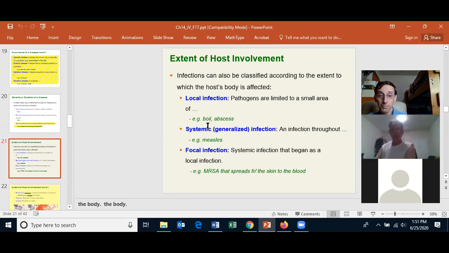So that would be a focal infection. Another one is MRSA, which is really the same thing. MRSA is multi-drug resistant Staphylococcus aureus, and if it spreads from the skin to the blood, it would be a focal infection.